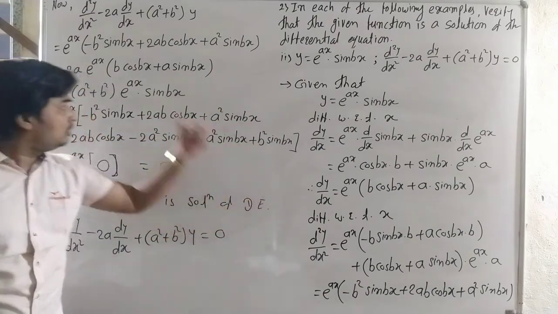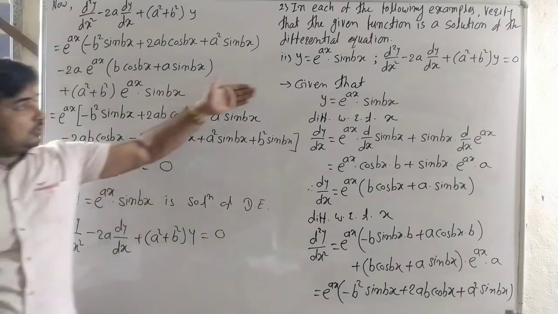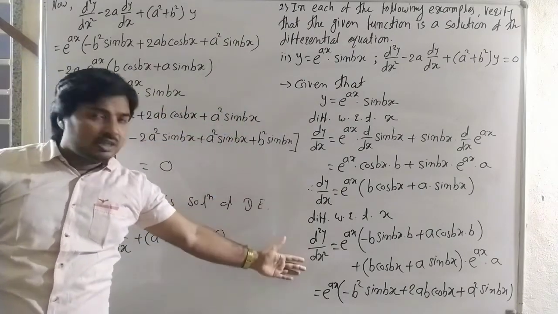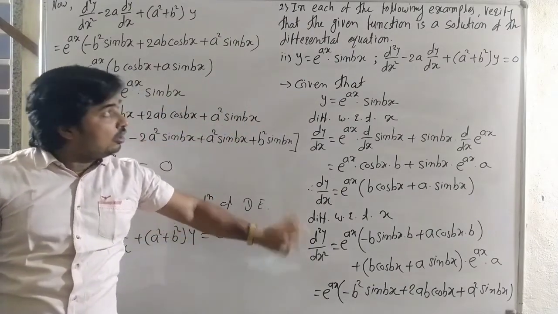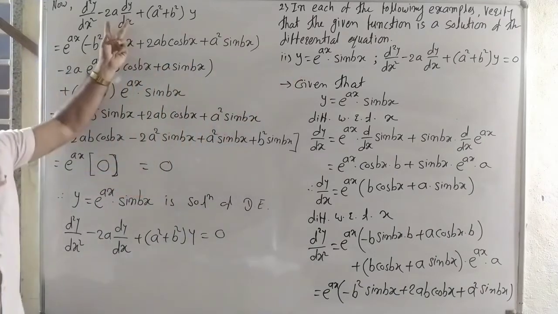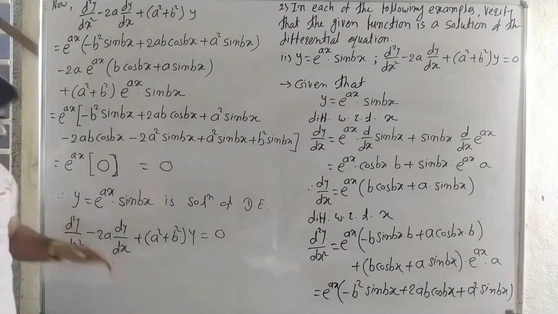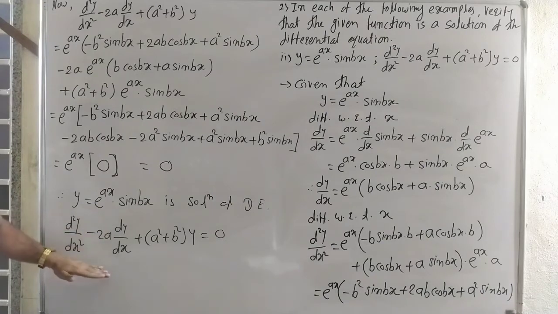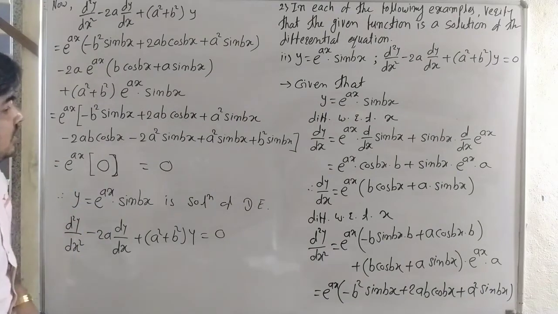See carefully all calculations. First it is y, find dy by dx, then d2y by dx2, and put all three values in the differential equation, we get 0. That means it is a solution of this differential equation. Now the next example.